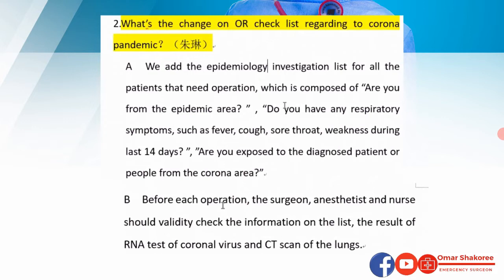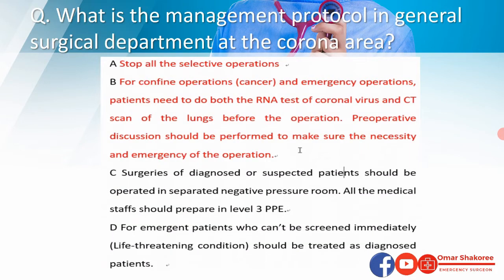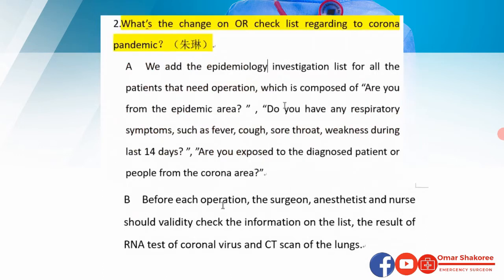They put these questions in the checklist before the operation. Before each operation, the surgeon, the anesthetist, and the nurse should check the validity of the information on the list, the result of the RNA test of coronavirus, and the CT scan of the lung. As we mentioned, they send a patient for CT and RNA test and take the epidemiological history before any operation, unless the patient has a life-threatening condition. Here they treat this patient as a diagnosed patient.